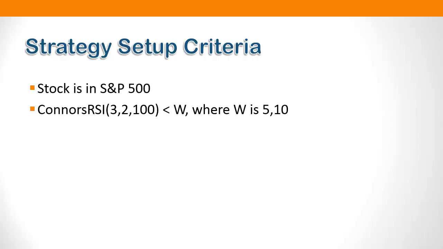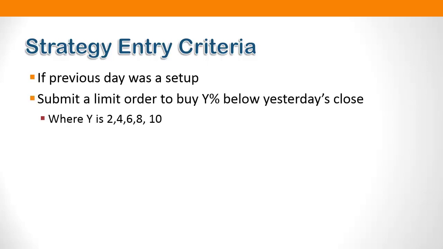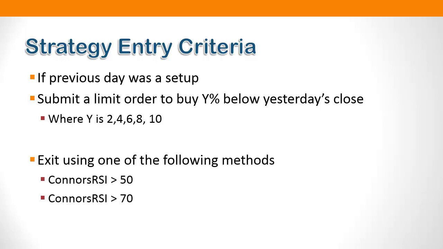Now, the strategy is different, obviously, to the short selling strategy because it's a long only strategy. And the rules are that the stock has to be in the S&P 500, the ConnorsRSI value has to be less than W, where W can be 5 or 10. The close price has to be in the bottom X% of the range, where X can be 25, 50, 75, or 100. And the entry criteria are if the previous day was a setup, then you submit a limit order to buy Y% below yesterday's close. And Y could be 2, 4, 6, 8, or 10. So all of those numbers together go into making up the variations.